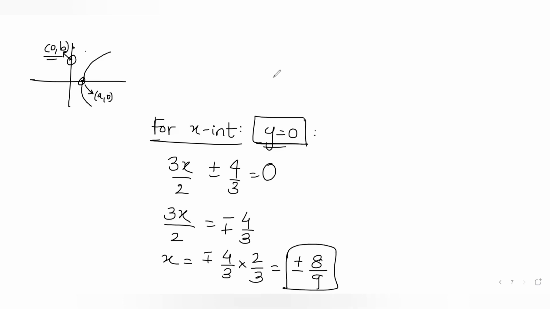The x-intercept we were told to denote as A. So A is basically ±8/9. But we have been asked to find the value of mod of A. So if I find mod of A, that is 8/9.